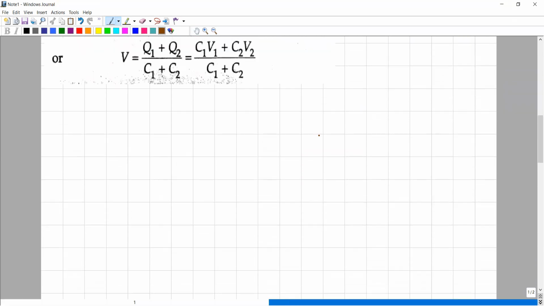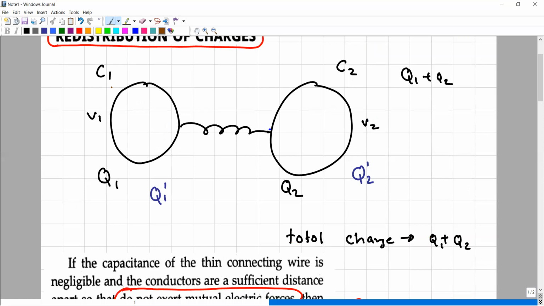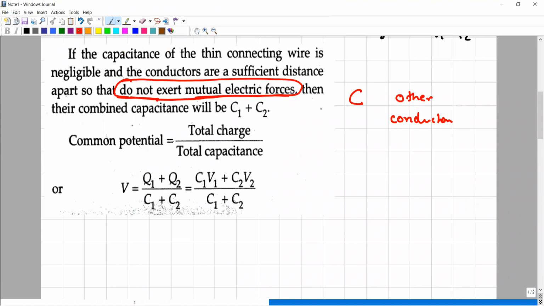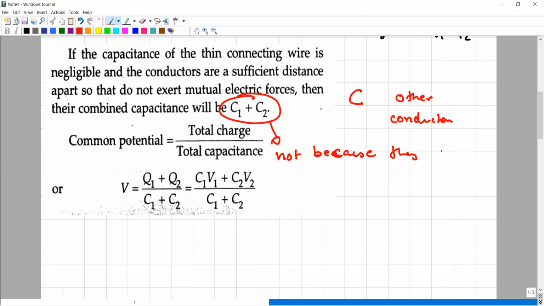Okay. So here also we see that there is no external potential source. There are only two conductors and they are connected. So in that case, the total capacitance will be C1 plus C2. This is not because they are parallel. Understand this, it is not because C1 and C2 are parallel. It's just that their capacitances will add up when there is no external potential source.